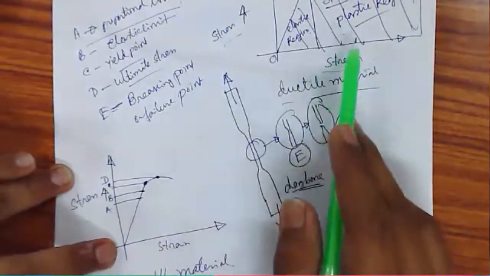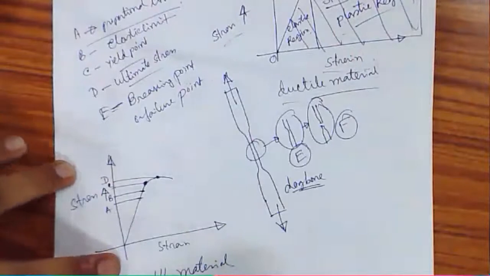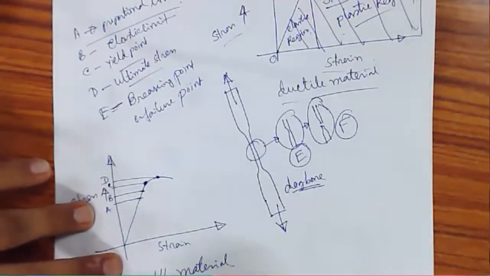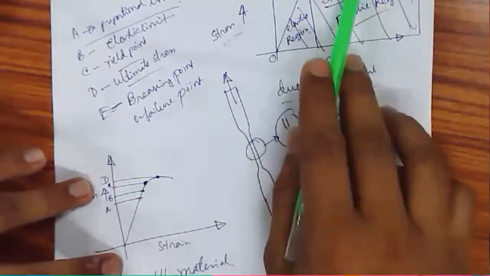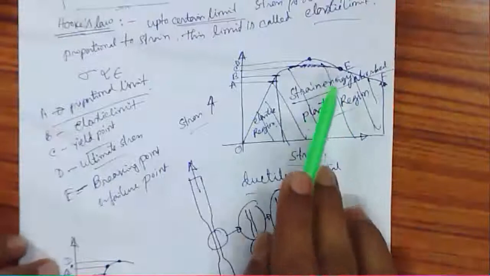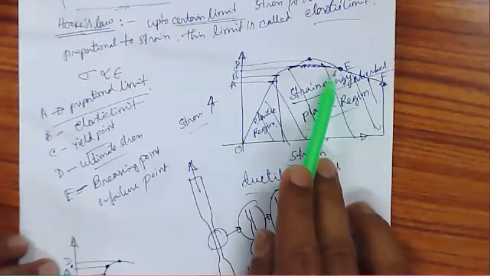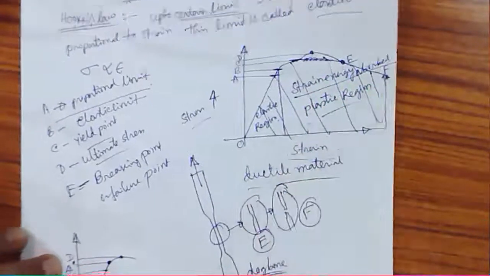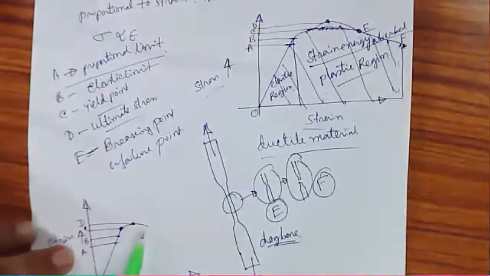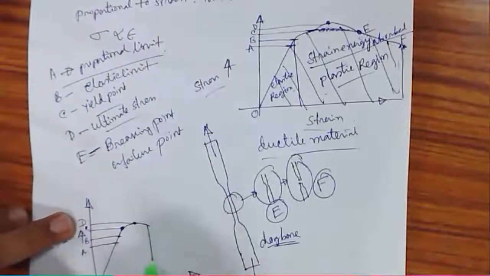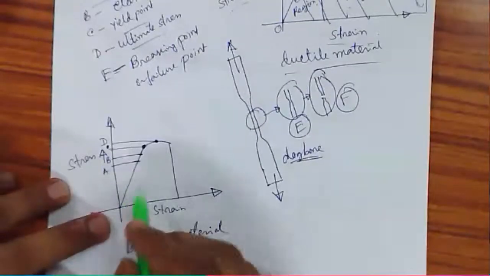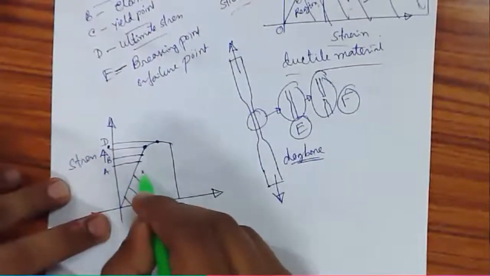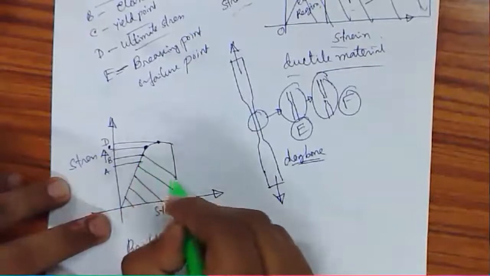So in this case, in brittle material, it cannot withstand much deformation. That's why the curve stops just here. It does not continue like this one. It cannot continue like ductile material, because ductile material takes more energy. Brittle material suddenly breaks. That's why the area under the curve is very less here. So that's why brittle material absorbs very less energy before breaking.